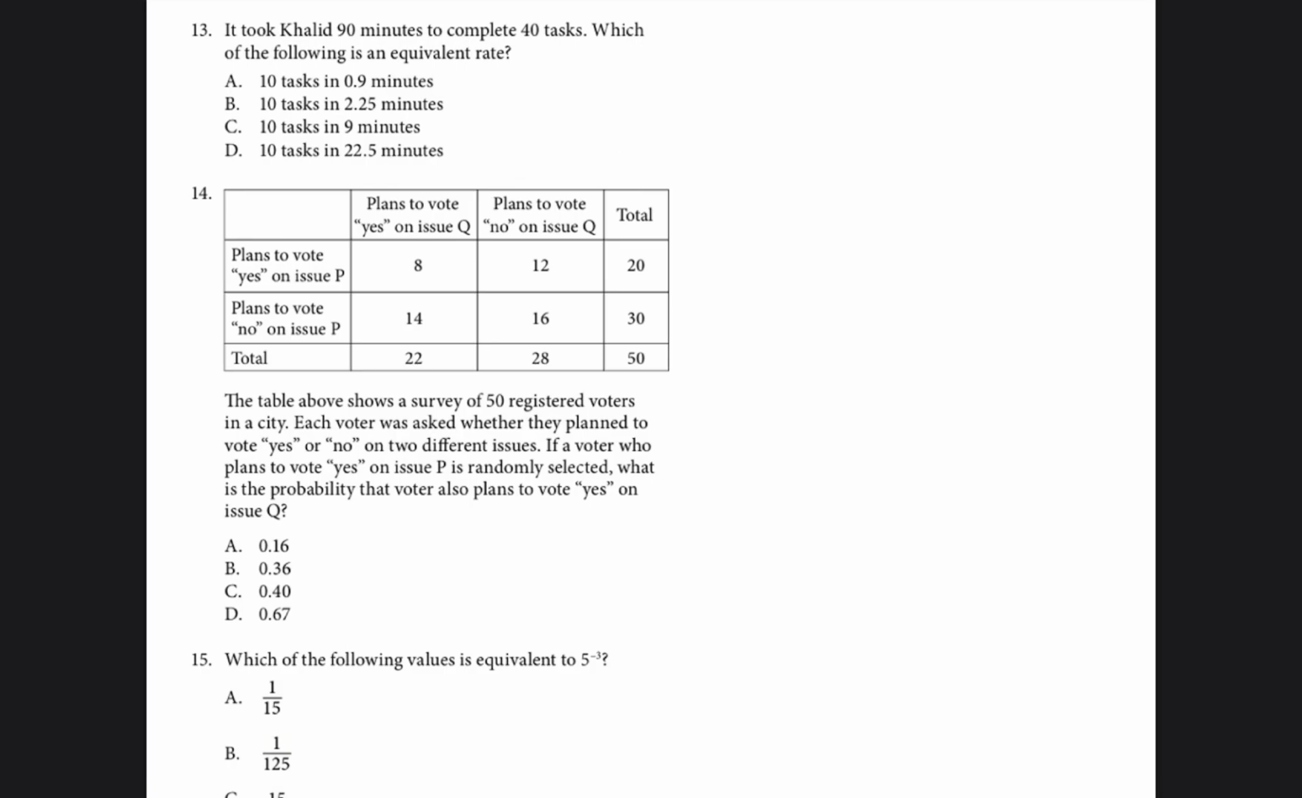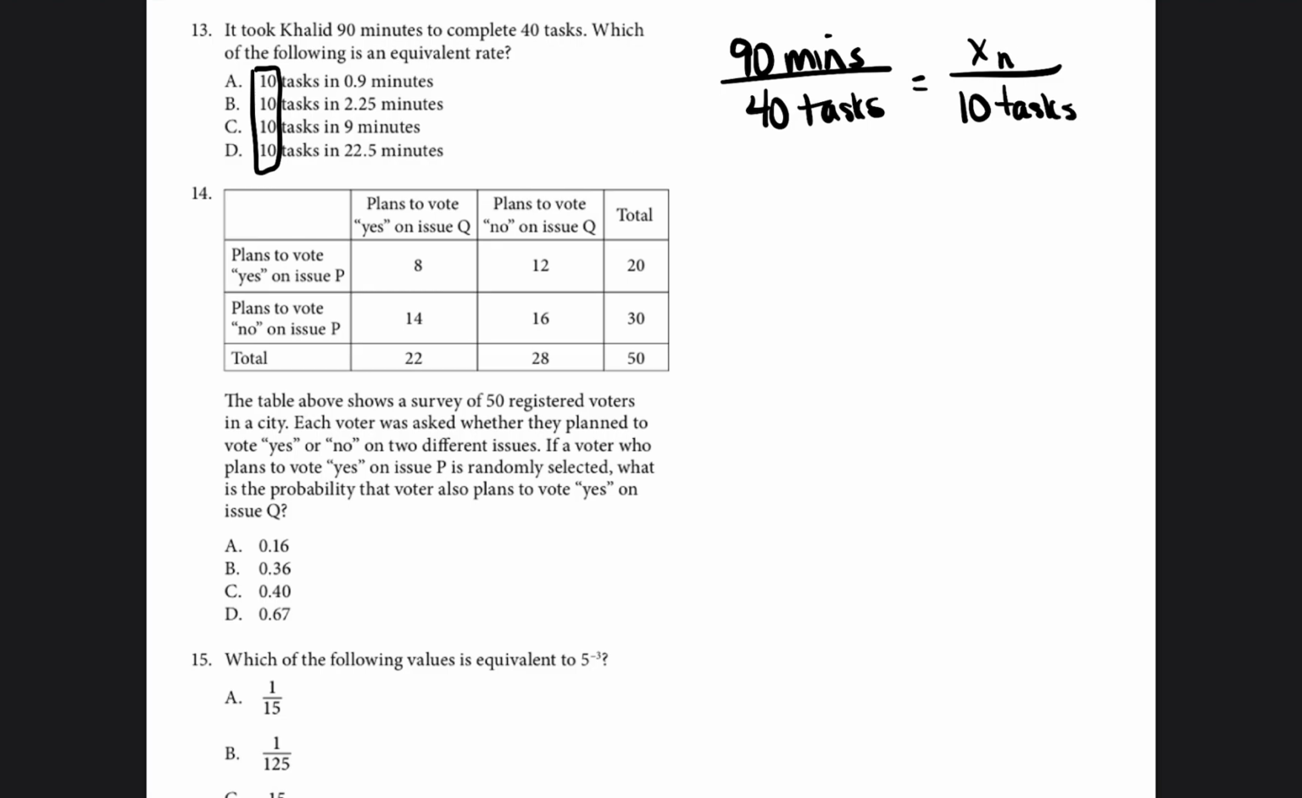Just do your test. Okay, so it says it took Khalid 90 minutes to complete 40 tasks. So 90 minutes, 40 tasks. Which of the following is an equivalent rate? So they're trying to see how long it will take for 10 tasks. So 10 tasks equals how many minutes? So to go from 40 to 10, you divide by 4.